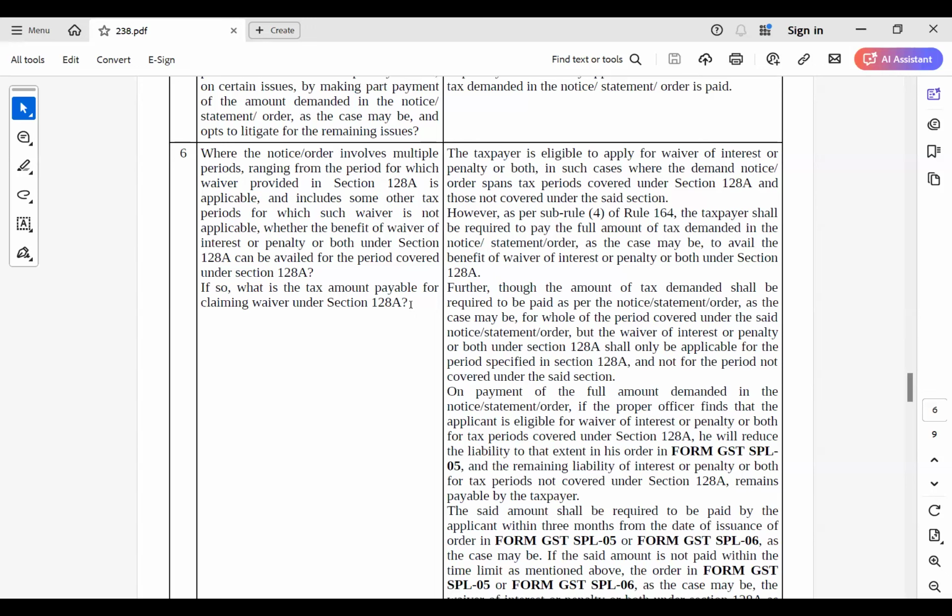Yeah, but there is no express provision that disallows the officer to do such things, right? Nowhere is it mentioned that you cannot combine two SCNs and give a single order. Now we have to go through section 73, 74, read with rule 142, because if the entire process is correctly followed, there would be one notice and one DRC 01, and for that notice, there would be one order and one DRC 07.